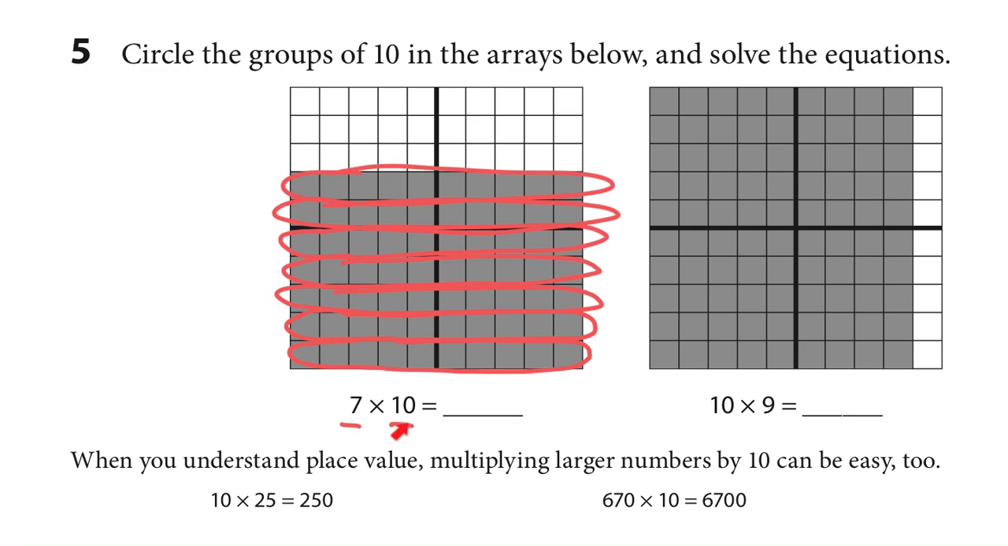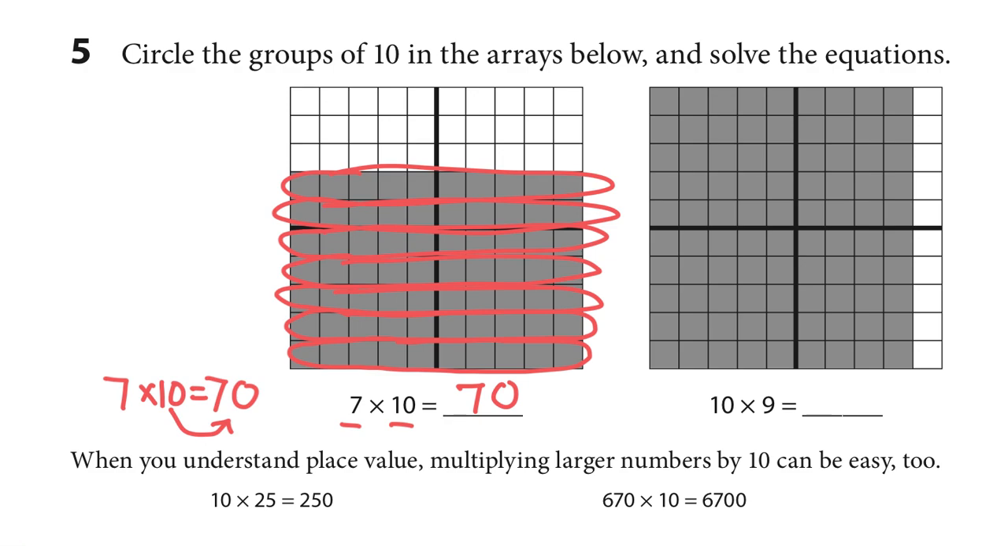And if I count by tens 7 times, what do I get? 70. You could think 10, 20, 30, 40, 50, 60, 70. Or we could use our fun zeros fact, which is any number times 10 is the number with a 0 put on the end. Okay?